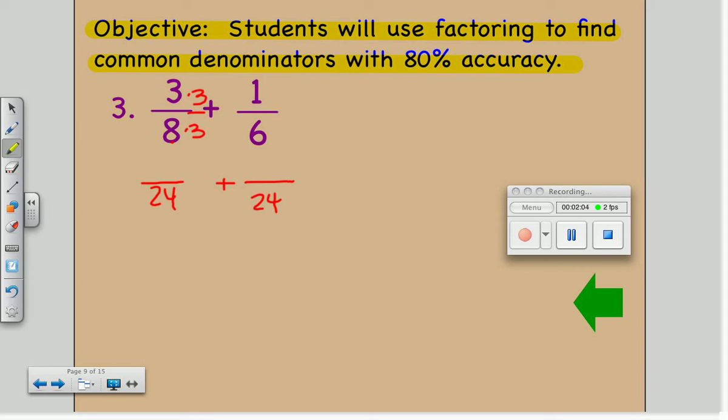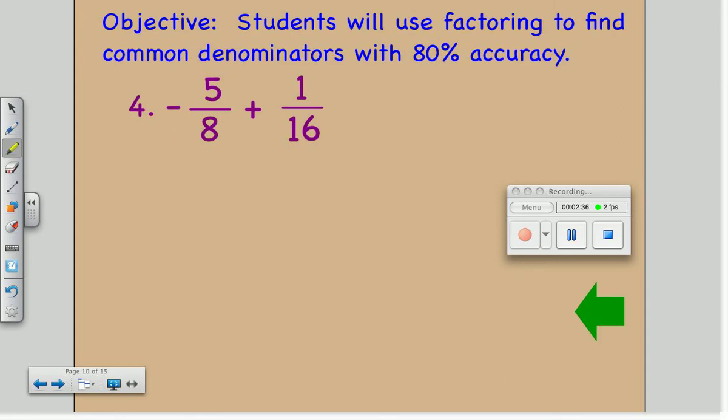So 3 times 3 is 9, 9 over 24. What do I multiply 6 by to get 24? Again, if you have a multiplication chart, this might help you here. You multiply by 4, then I have to multiply the 1 by 4 also. And 1 times 4 is 4. Now I can add. 9 plus 4 is 13. And the denominator stays the same, 13 out of 24. And that cannot be reduced, or simplified. So 13 over 24 is our answer.